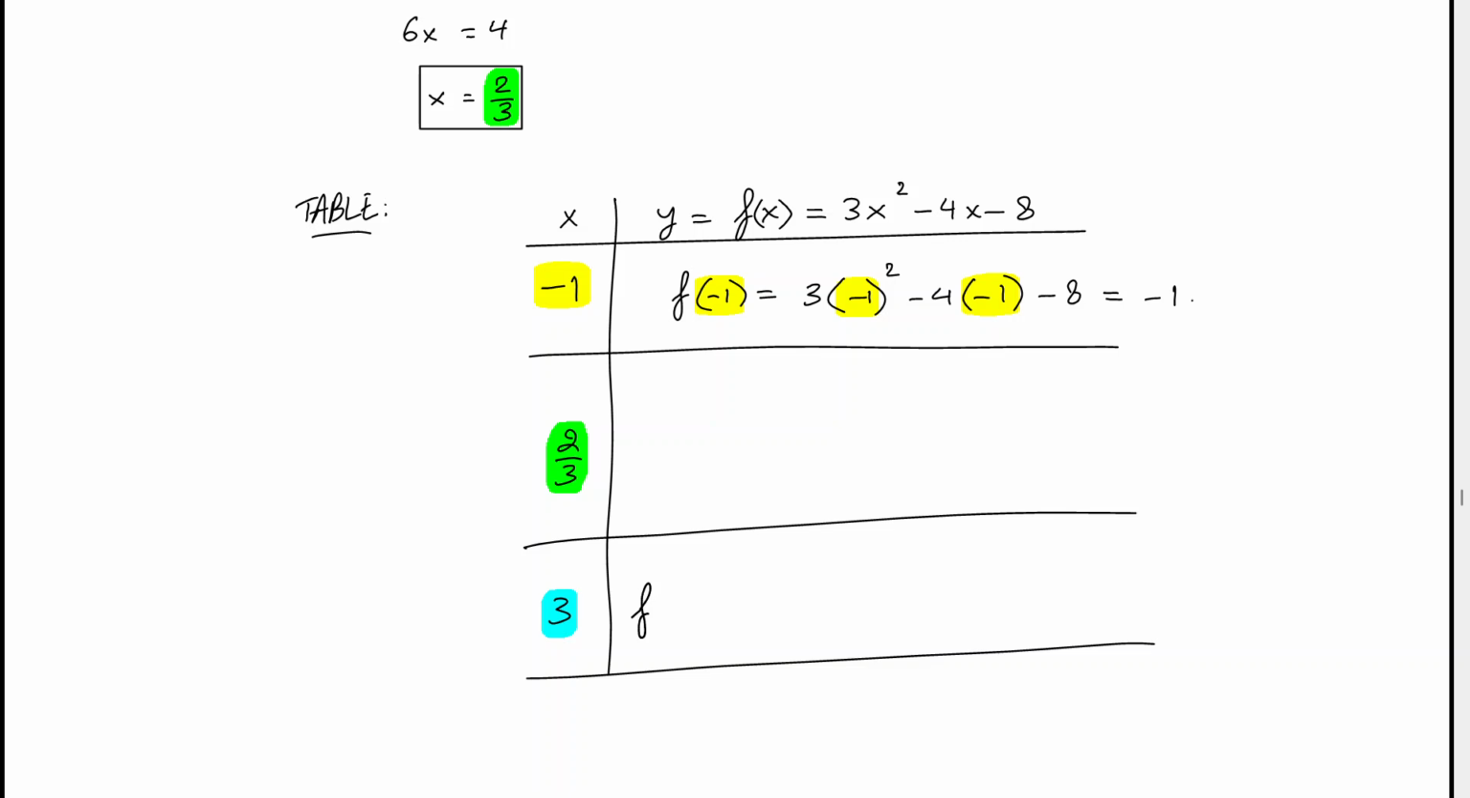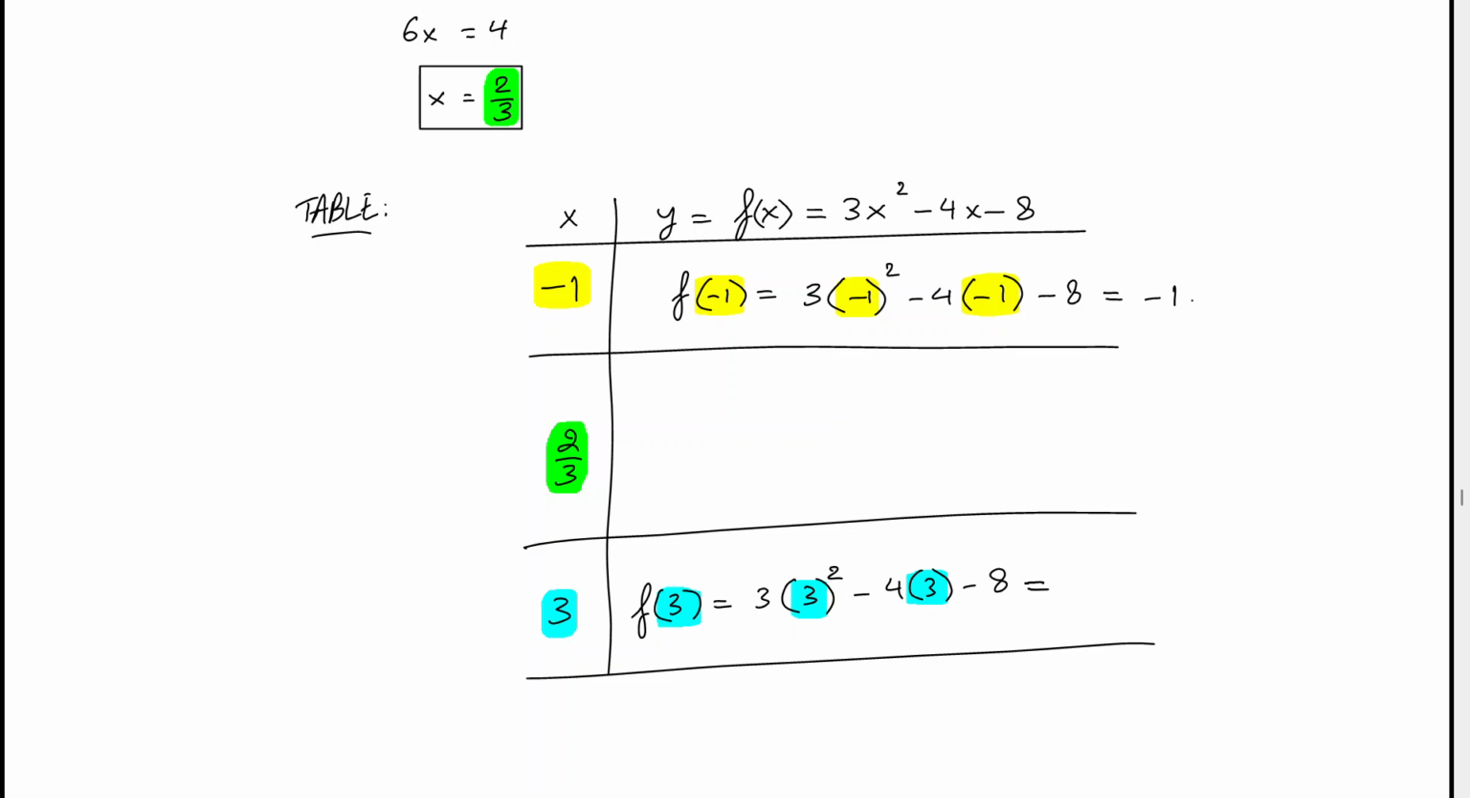Well, I would go to my function and I would plug in 3 instead of all the x's. So it will be 3 times 3 squared minus 4 times 3 minus 8. So remember, we're replacing all the x's in the original function of x with the critical point or the values at the endpoints of the interval.